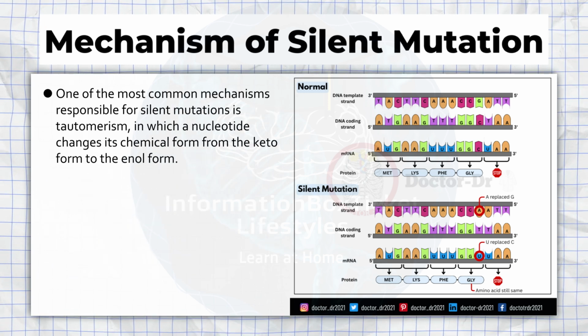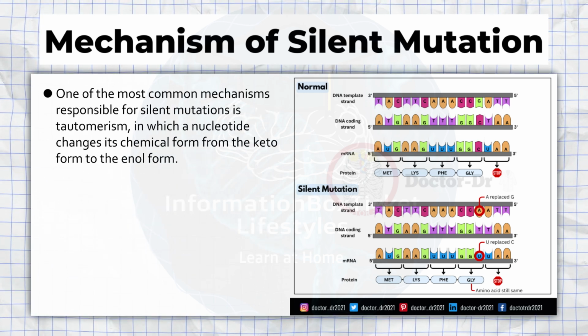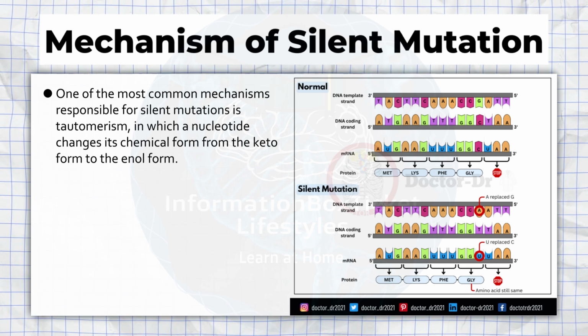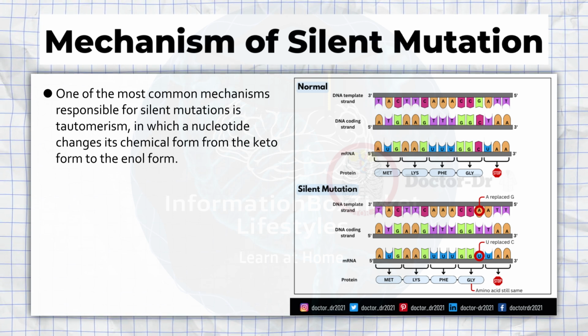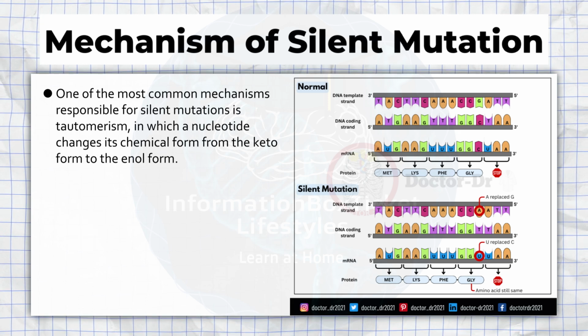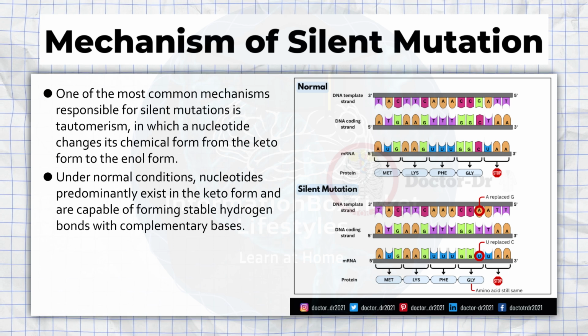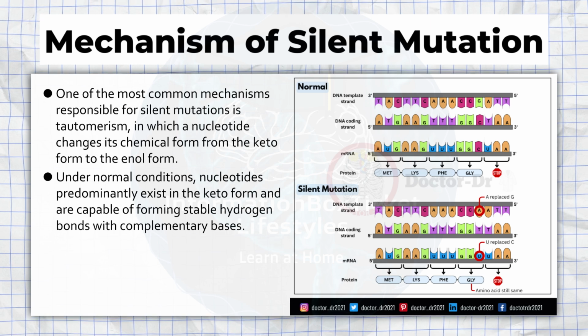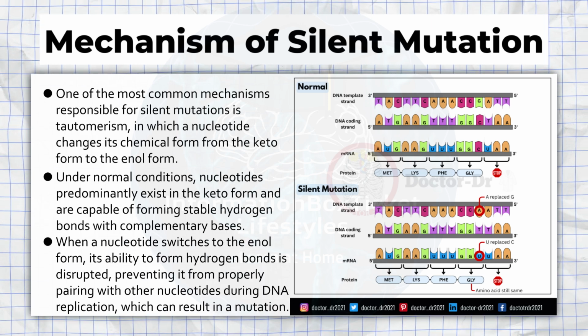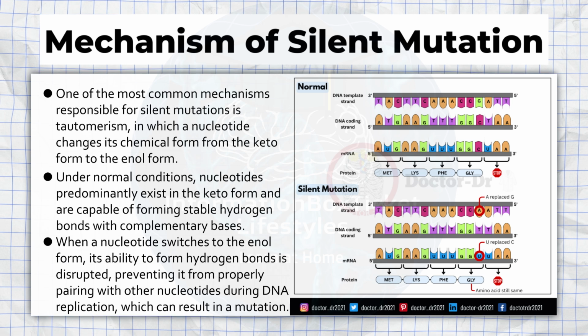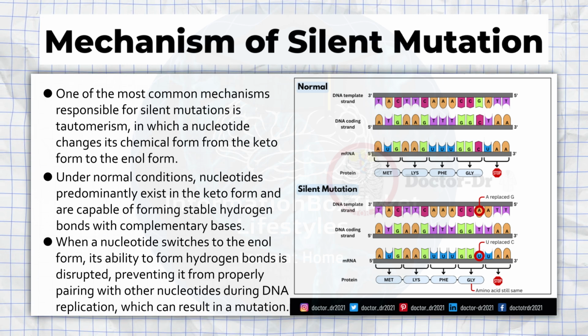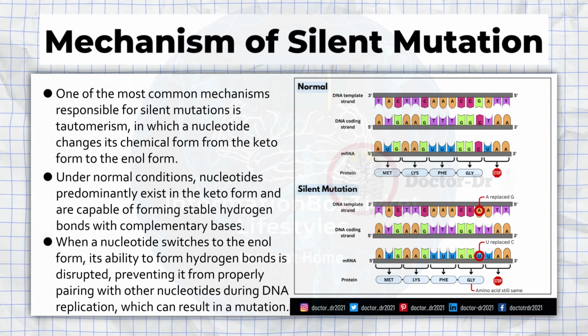One of the most common mechanisms responsible for silent mutations is tautomerism, in which a nucleotide changes its chemical form from the keto form to the enol form. Under normal conditions, nucleotides predominantly exist in the keto form and are capable of forming stable hydrogen bonds with complementary bases. When a nucleotide switches to the enol form, its ability to form hydrogen bonds is disrupted, preventing it from properly pairing with other nucleotides during DNA replication, which can result in a mutation.